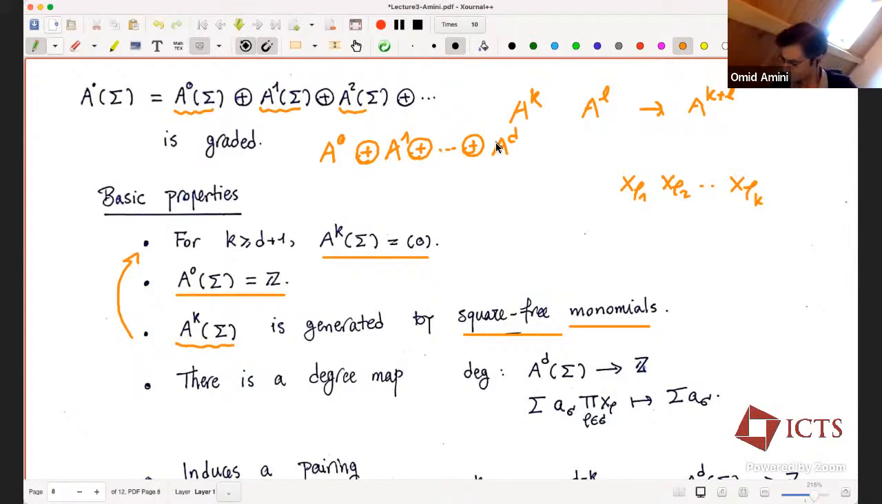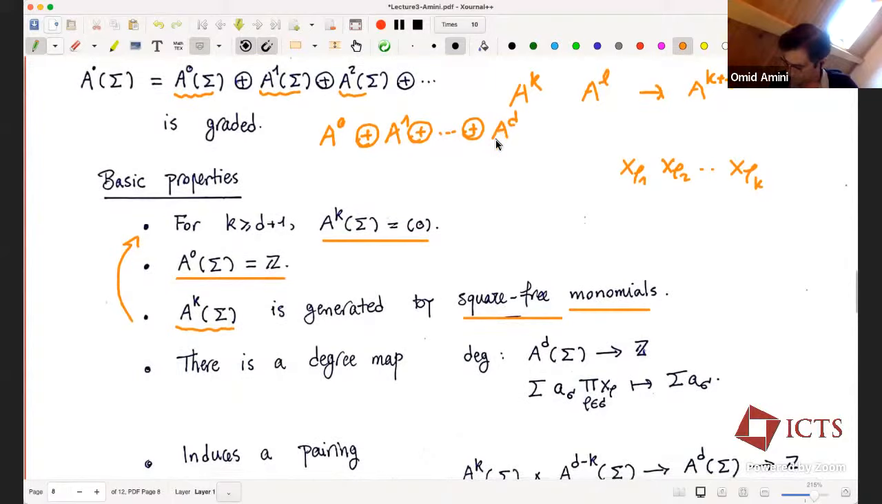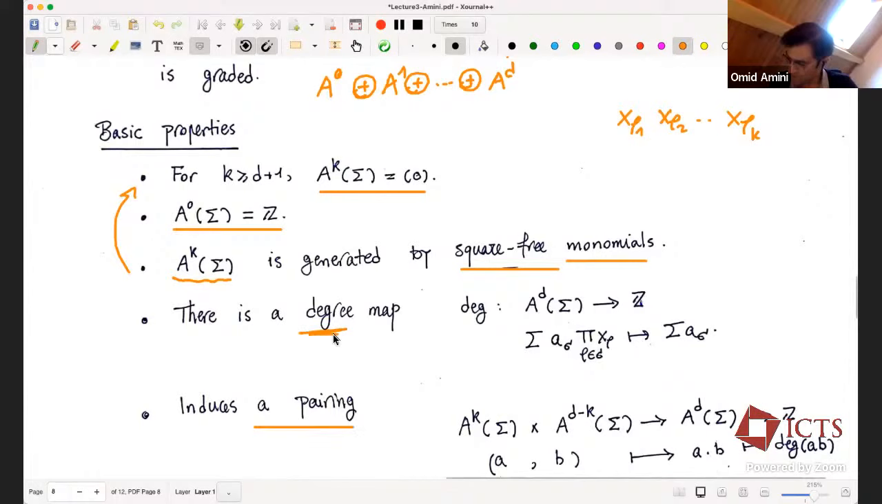And the last property, which induces this pairing, is the degree map. So there is a degree map, which is defined on the last piece. We saw that this is Z, yeah? This property. But also you have a map from A^d to Z, and this we call the degree map. And this degree map is defined as follows. It's a map from A^d of sigma to Z.